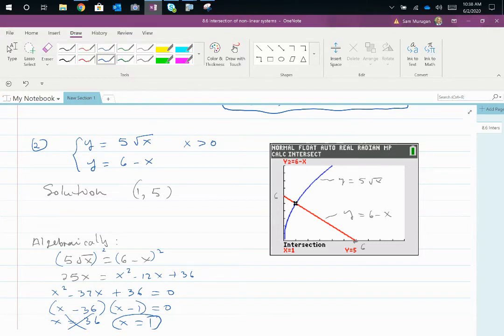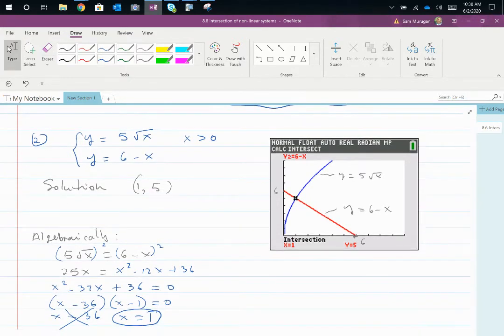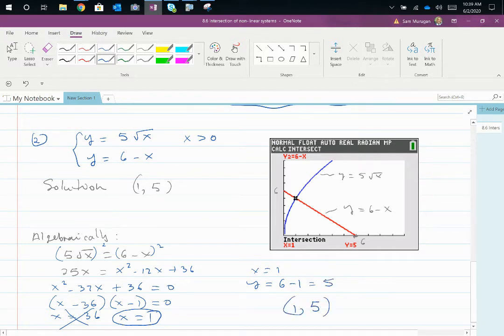Okay? So when x is equal to 1, we can just substitute into one of the equations. When x is equal to 1, y is equal to 6 minus 1, which is equal to 5. And that would give you a solution as 1 and 5. This should have only one solution because it's a square root graph. It wouldn't intersect a straight line in more than one place. Okay.